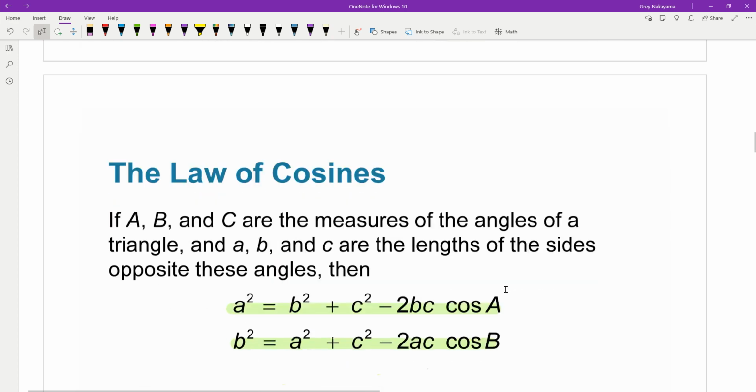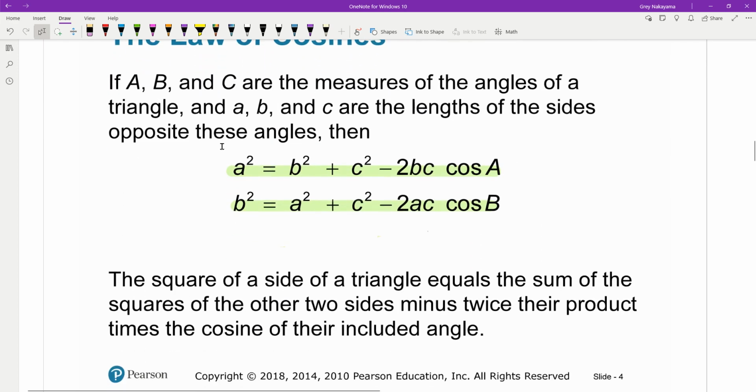But let's look at what we've got. First off, the law of cosines. These are variations of it. These two say the same thing, just talking about a different angle. But I wanted to show you how easy it is to remember it. And again, the best way to remember it is to write it down every time you do a problem.